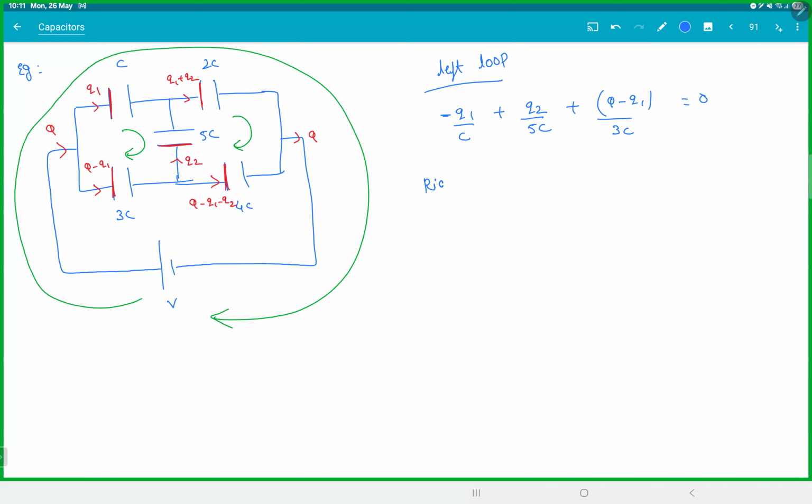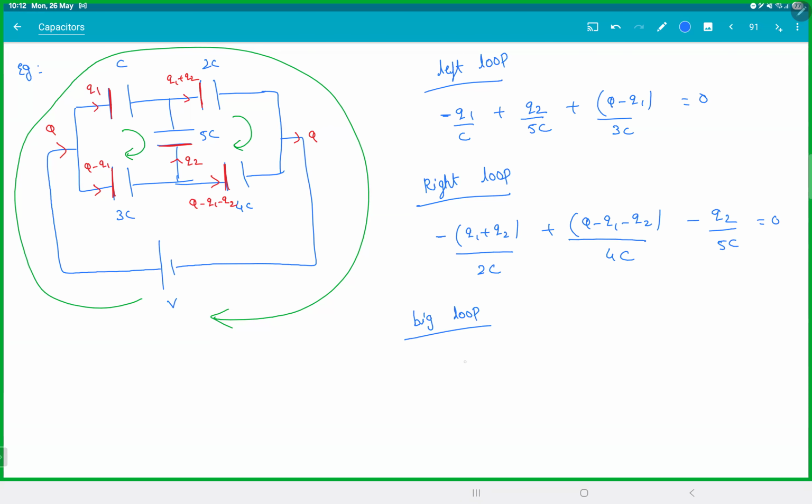See if it went wrong. Check it out. Ask me if you're confused. The right loop, I'll start at the top. That's why I gave 1, 2, 3, 5C. So if you're confused, you will see which capacitor you got confused. 2C, then plus Q minus Q1 minus Q2 by 4C minus Q2 by 5C is 0. The big loop is the easier one. V minus Q1 by C minus Q1 plus Q2 by 2C equal to 0. All got?